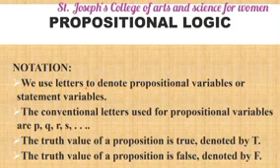Notation. We always use small letters to denote propositional variables. They are also called statement variables. The conventional letters we use to denote propositional variables are P, Q, R, S, and so on, based on the number of propositions we are going to use to get the truth values. The truth value of a proposition is denoted by capital letters. If the truth value is true, it is denoted by capital T, and if the truth value is false, it is denoted by capital F.